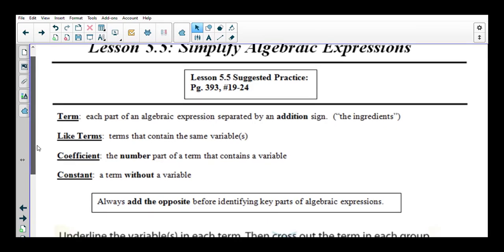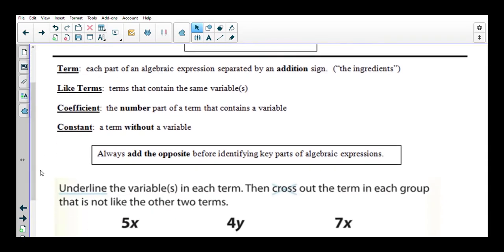The first word we have is the word term. A term is each part of an algebraic expression separated by an addition sign. That's really important. It needs to be separated by an addition sign, not a subtraction sign. So each time we are presented with an algebraic expression, we are going to add the opposite and rewrite it as an addition expression before we start identifying these terms, like terms, coefficients, and constants. I like to think of the terms as the ingredients that are being added together to create your algebraic expression.